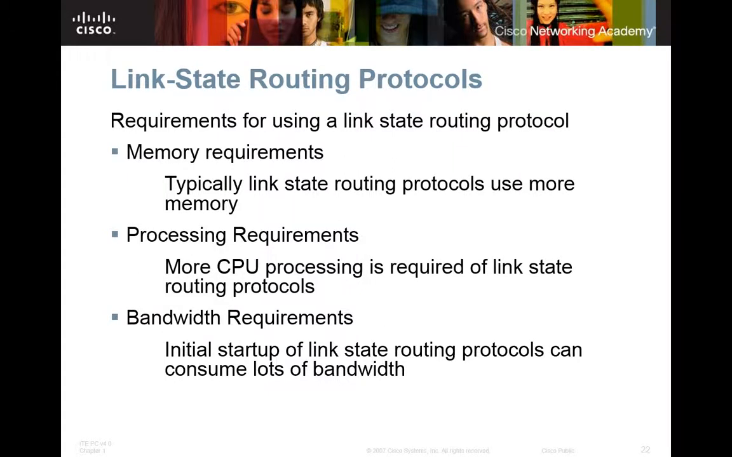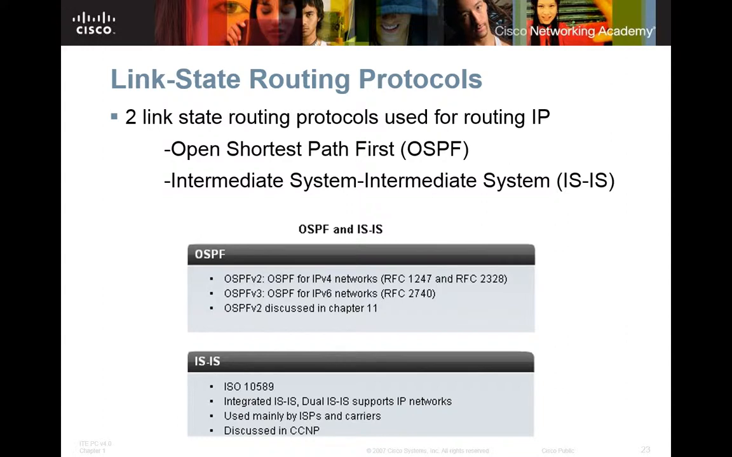With link state, the requirements are that you have more memory, you have more processing power, and you have more bandwidth. So you have the intermediate system to intermediate system, IS-IS, or the open shortest path first, OSPF. Those are your two link state protocols.